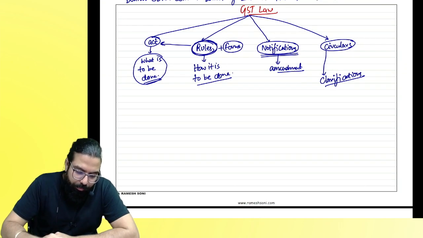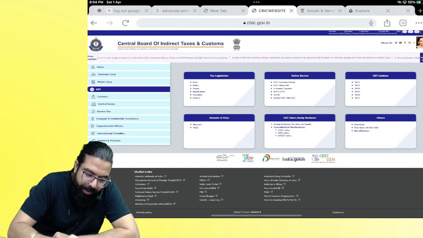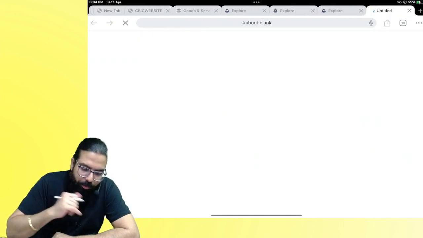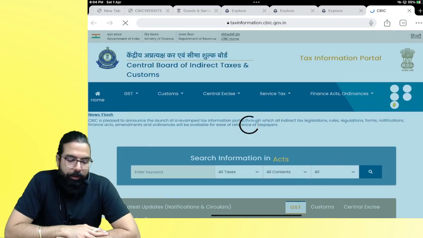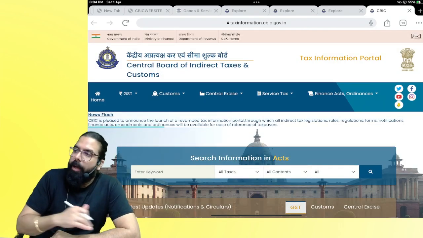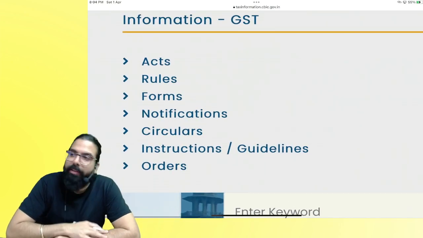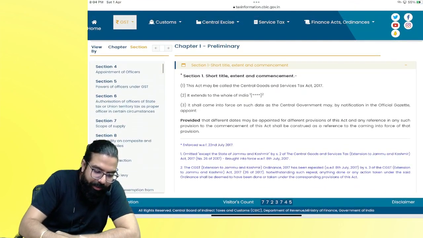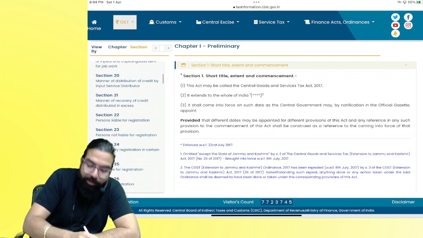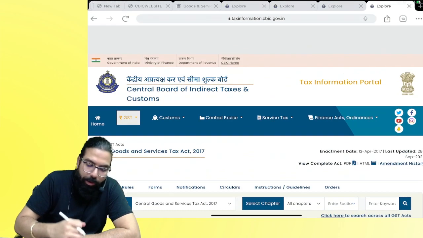See, when you go to the CBIC website, this is the CBIC website. Here you will be able to see the acts, etc. I'll show you the CBIC website. See over here, this is the CBIC portal. If you go over here in GST, can you see act? What is an act, everyone? When you click act, you will be able to see all the sections. Can you guys see over here? We'll be learning all these sections in the class. Can I go ahead, everyone?